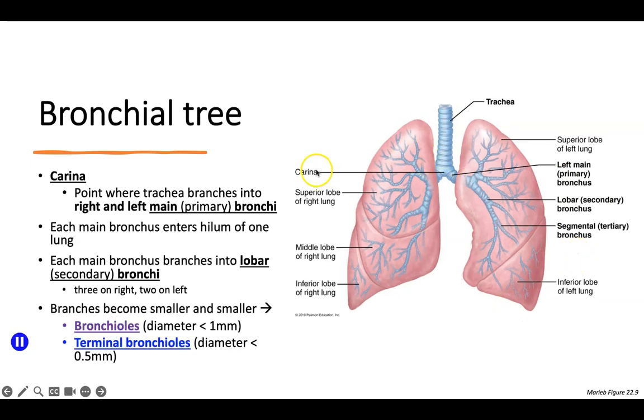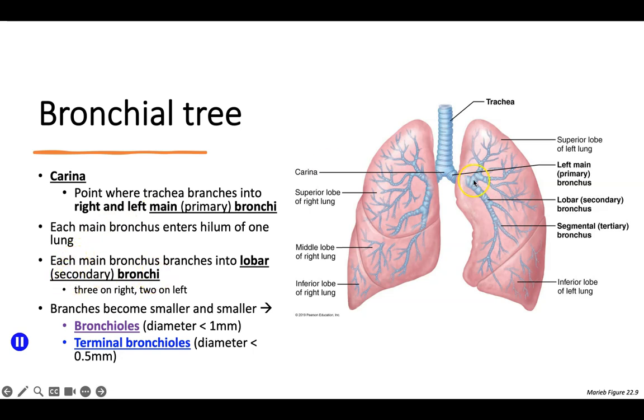We'll start here in this structure called the carina. This is the point at which the trachea branches into the two primary bronchi. It's the right and the left primary bronchi serving the right and the left lungs respectively. In fact, those main bronchi, the primary bronchi, enter through what's called the hilum of the lung. Each lung has a hilum, just like you've already seen in the spleen and you will also see in the kidney. Each hilum is the entry point for that bronchus into the lung.